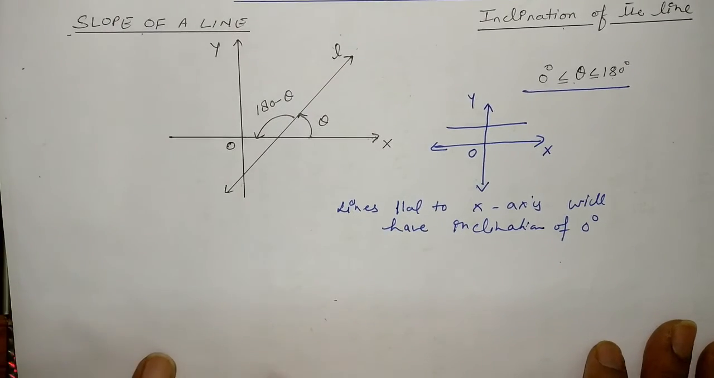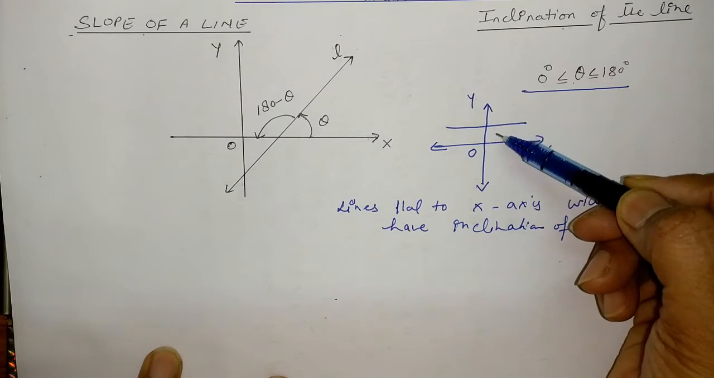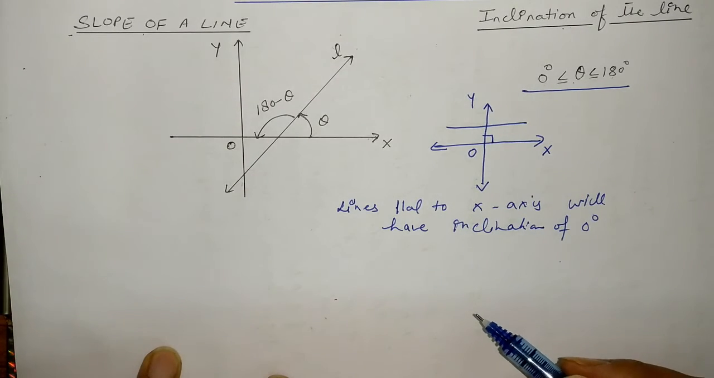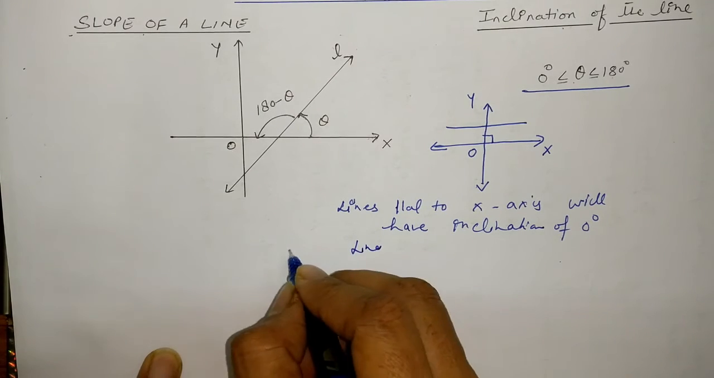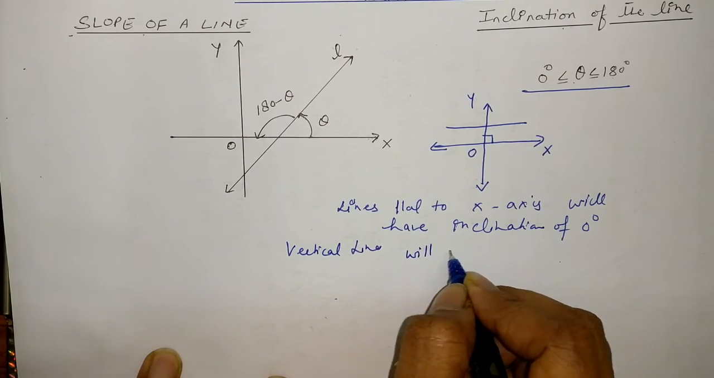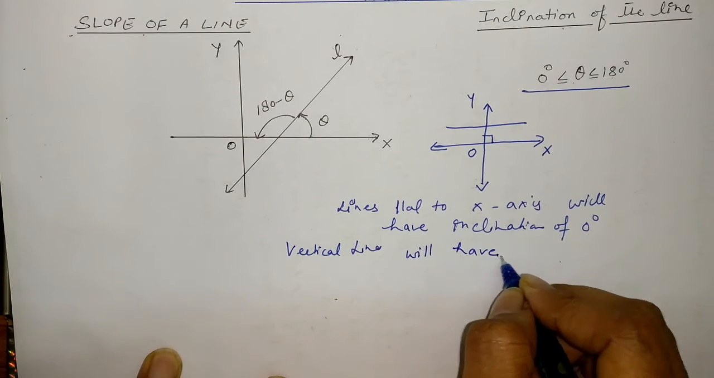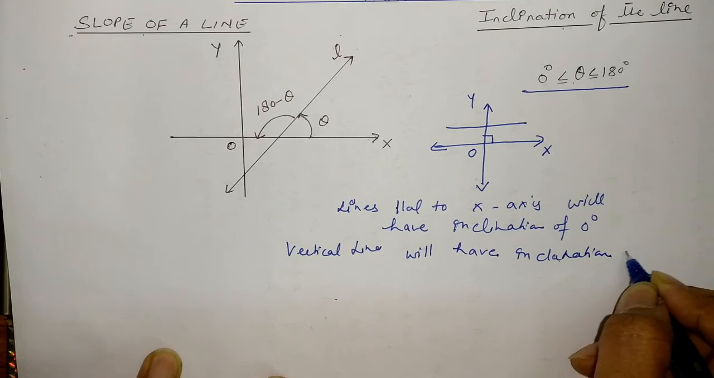But the lines which are perpendicular to the x-axis, that is, we are talking of the vertical line, will have an inclination of 90 degree. So vertical lines will have inclination of 90 degree.